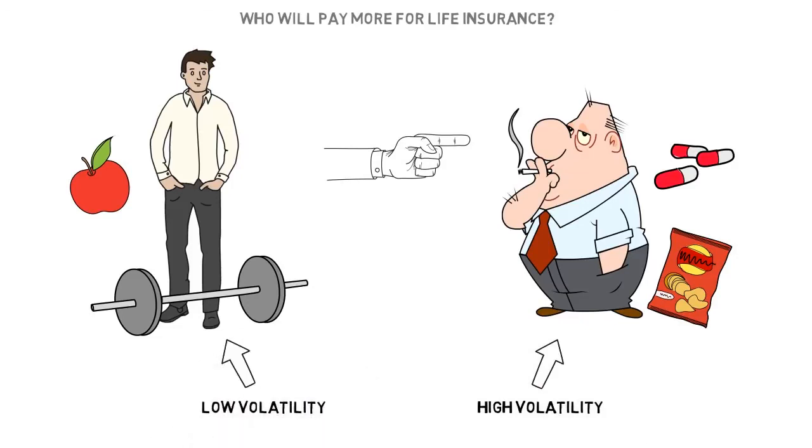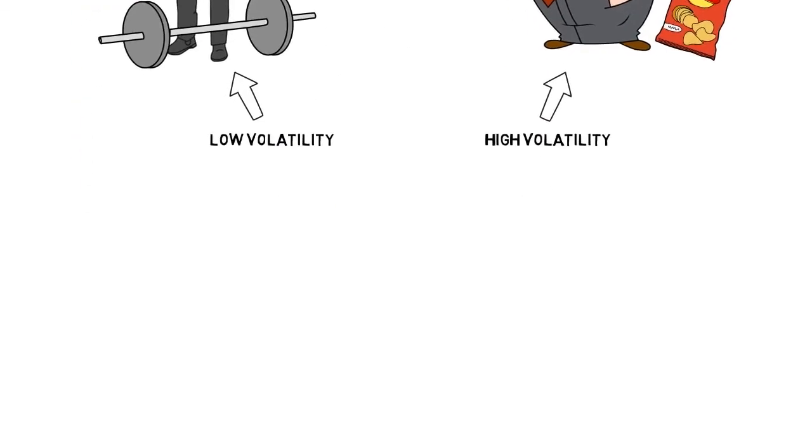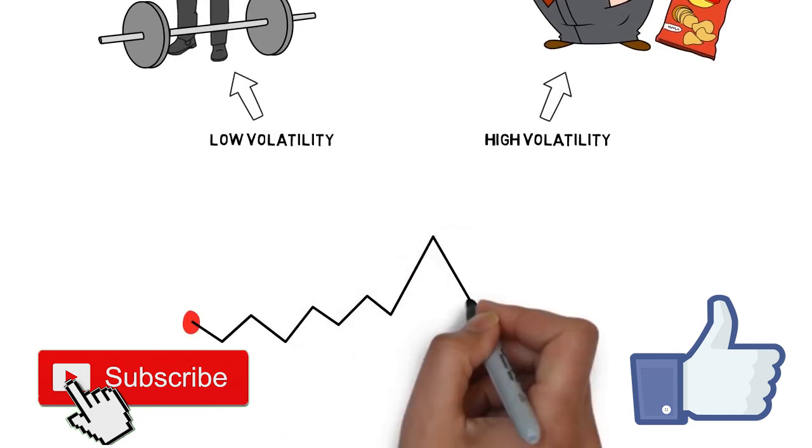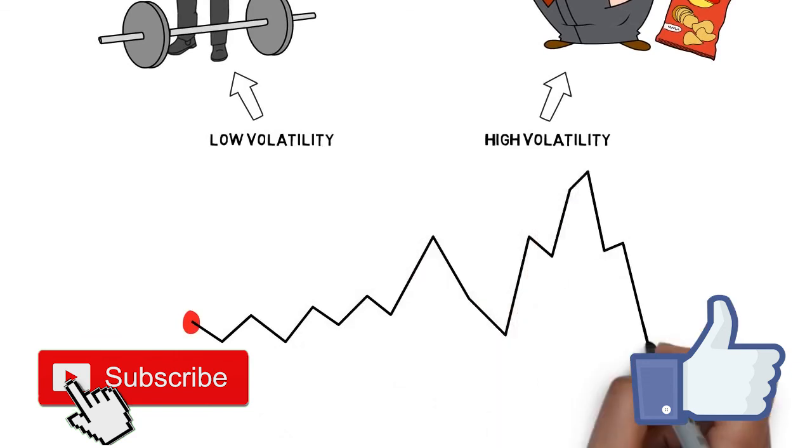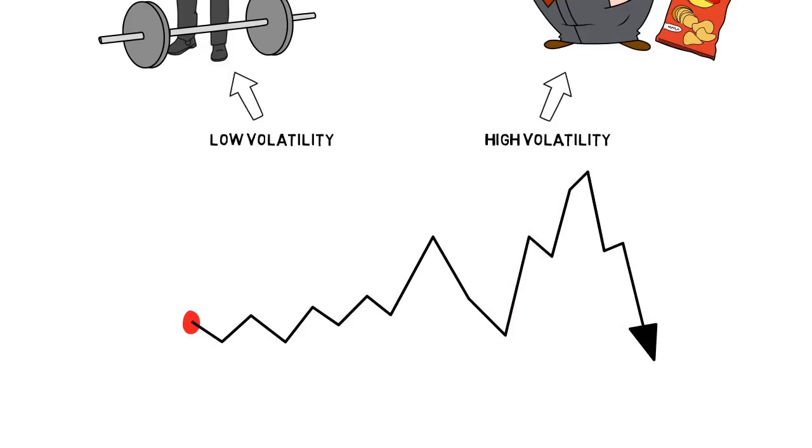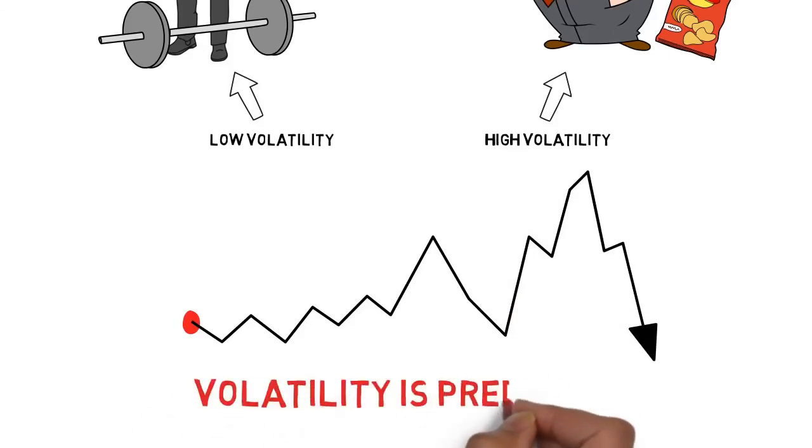Now, different stocks have different volatilities, but volatility is something that moves around. A stock with low volatility now might have high volatility in the future. Volatility is much more predictable than stock prices, so if you're trading options, it's important to position yourself on the right side of volatility.